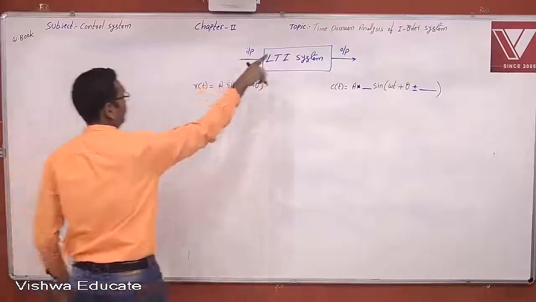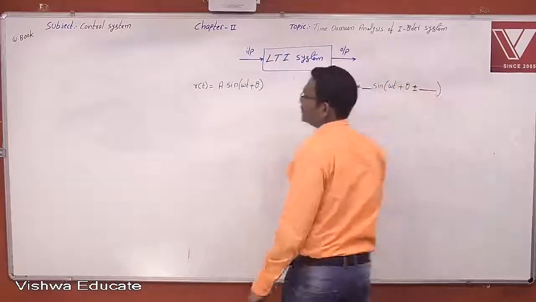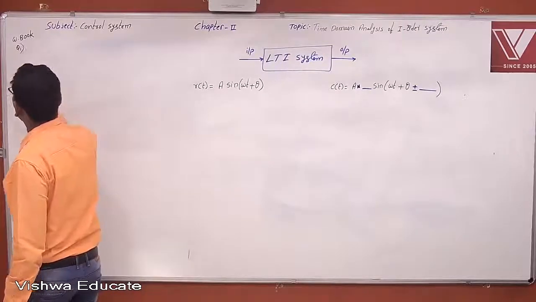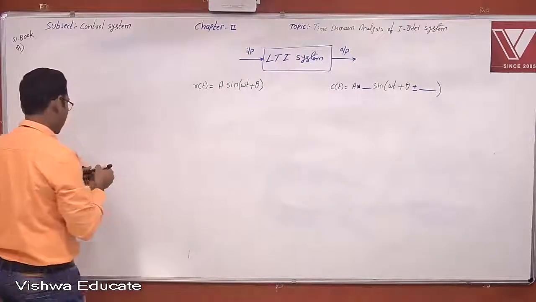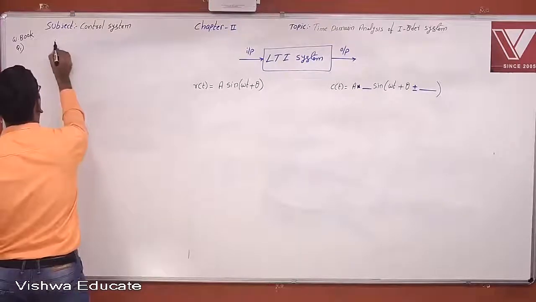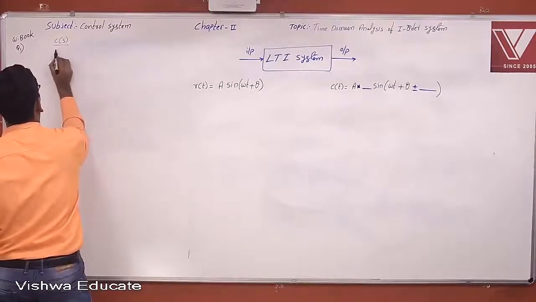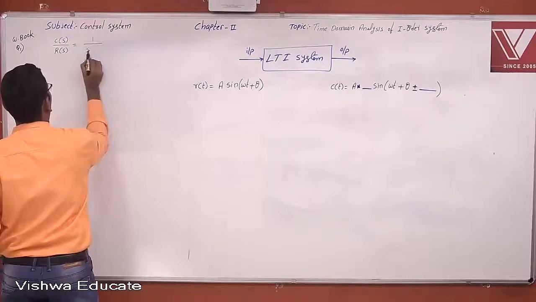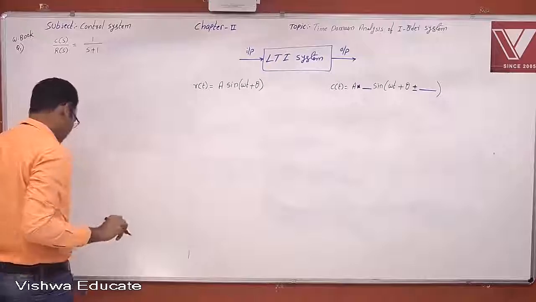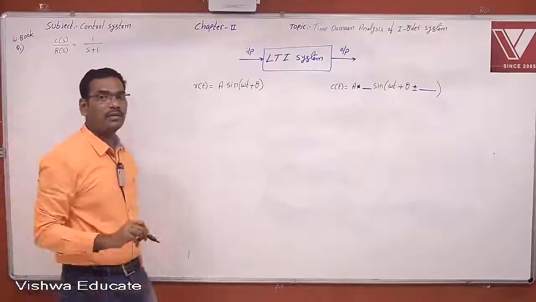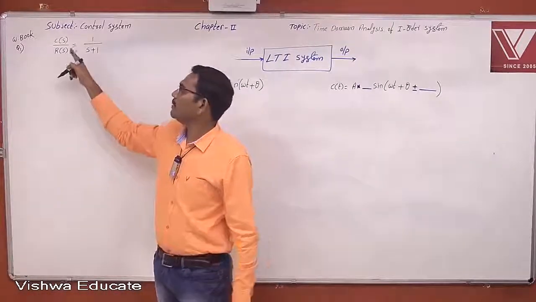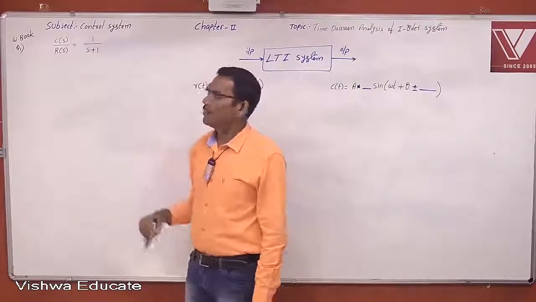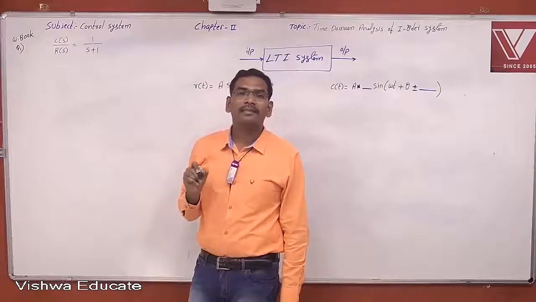In this topic, time domain analysis of second order system, what is question number 1? Now the question number 1 is, consider the system whose transfer function C of S by R of S is equal to 1 by S plus 1. Okay. Now what is the question in our workbook? By considering the system having transfer function C of S by R of S equal to 1 by S plus 1, determine the sinusoidal response.